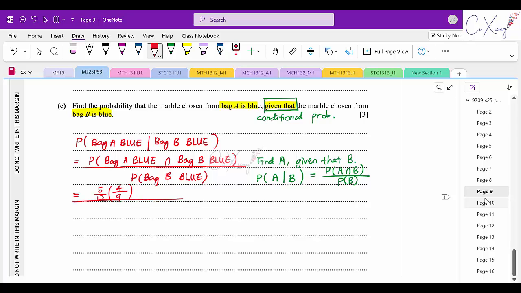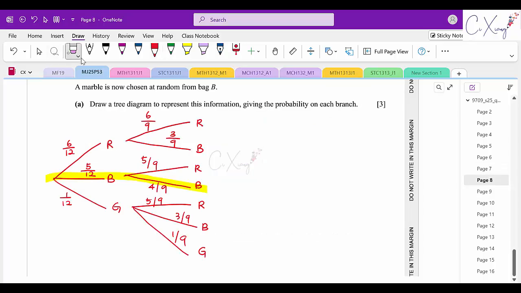Then divided by, now they're asking for the bag B is blue color. Okay, so go back to our tree diagram again. You ask yourself, where do you have the outcome where bag B is blue color? So I think most of you can see, right? This is bag B blue color, bag B blue color, bag B blue color.